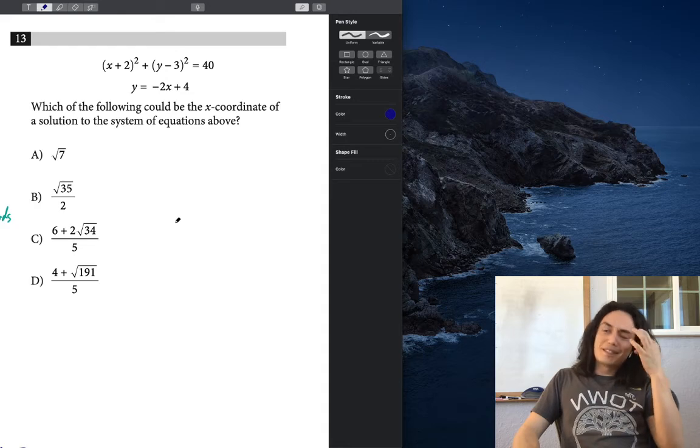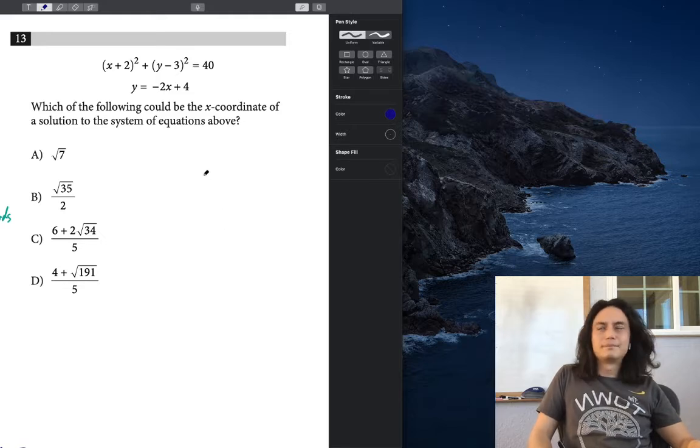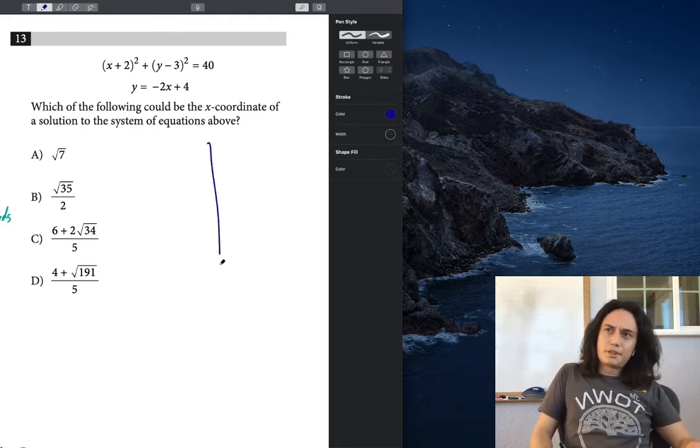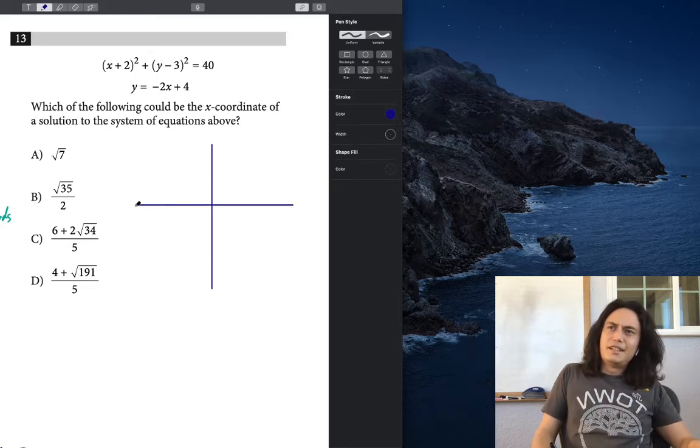First, though, I bet there's an easier way of doing this question, because just recognizing that this is a circle, we can maybe map it out a little bit. This is question 13. It's probably hard. We probably are going to have to dive into the actual equation. But first, let's do a brief graph and just see what's going on.